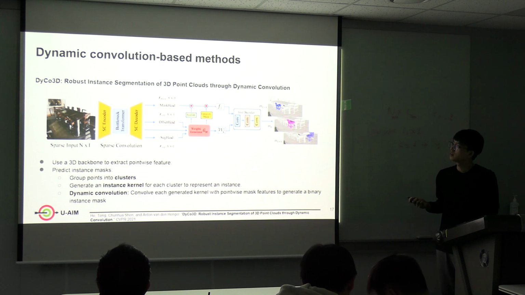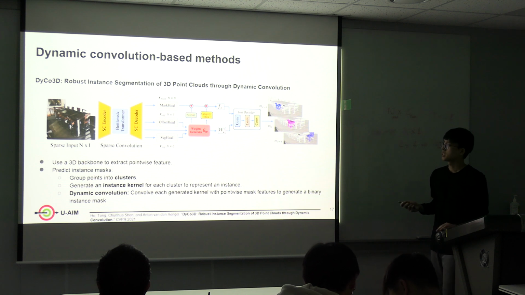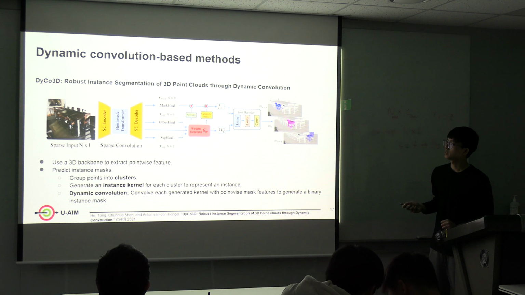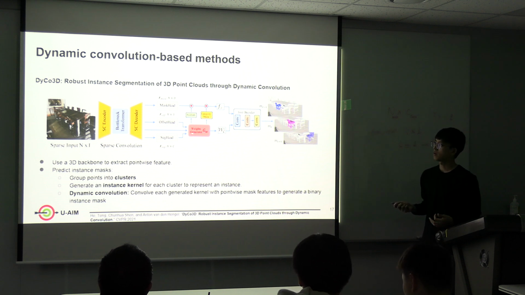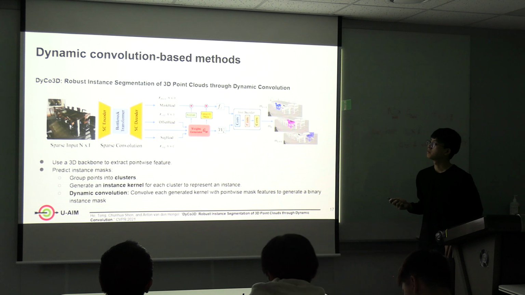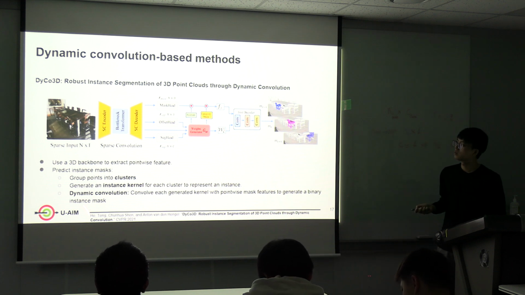So this paper will have, I think, two main parts. The first one is the weight generator. This will generate the kernel like I told you before. So for each input, they will have a different kernel, and the instance decoder will be the dynamic convolution module. So first, they will use the backbone to extract the point-wise feature, like subgroup and point group did before.